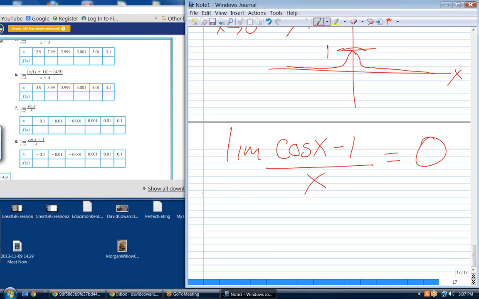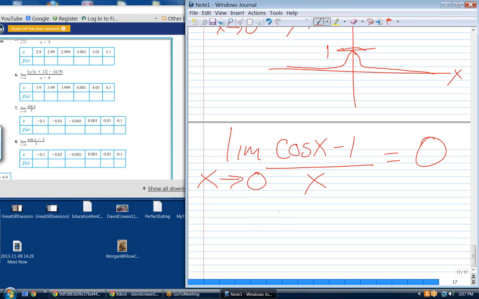That's equal to 0. Notice that we have 0 over 0 if we plug it in directly. Now let's apply L'Hopital's rule. Derivative of the numerator, and remember when you're applying L'Hopital's rule, you do not use the quotient rule. It's the derivative of the numerator divided by the derivative of the denominator.